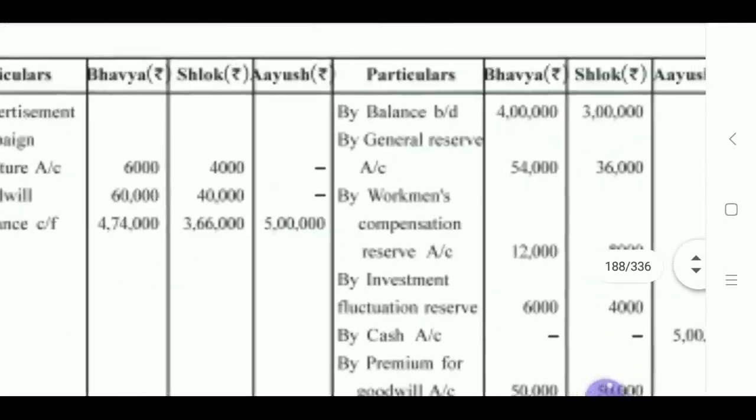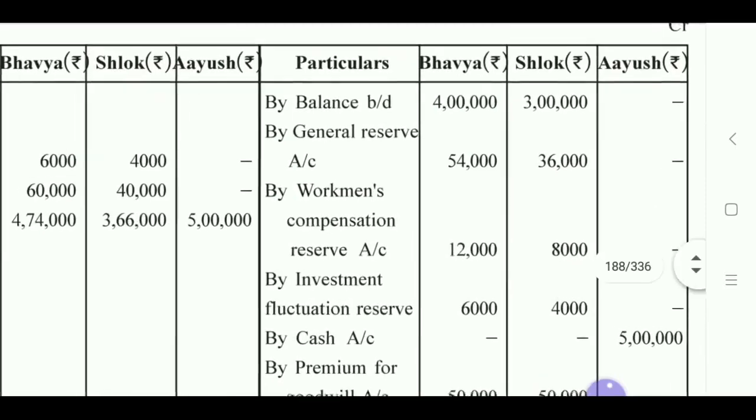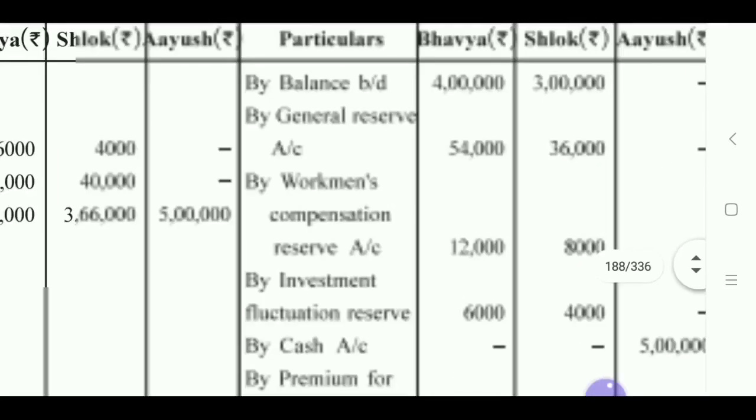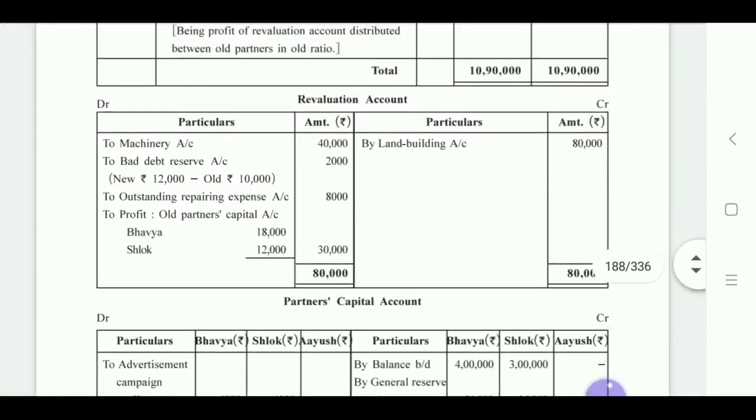Yes, you can see here. In the journal entry, general reserve was debited and in the process of posting, it has been credited. Same for workman's compensation reserve. Yes. Moving ahead.